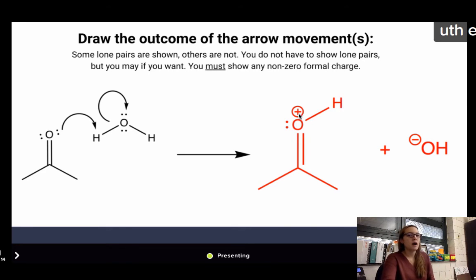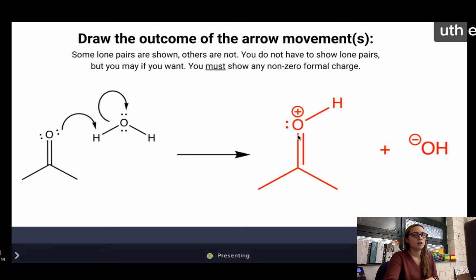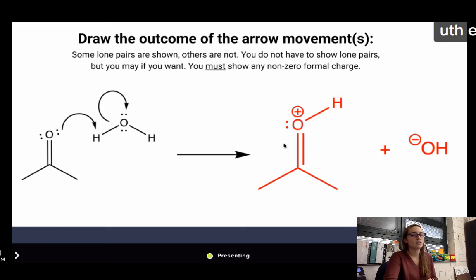So the reason this is positive is because, remember, you put a circle around it. When you put a circle around it, count how many electrons are in that circle. To find formal charge, it's valence minus number in the circle. 1, 2, 3, 4, 5. So this is plus 1.